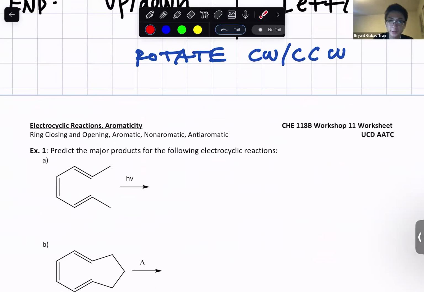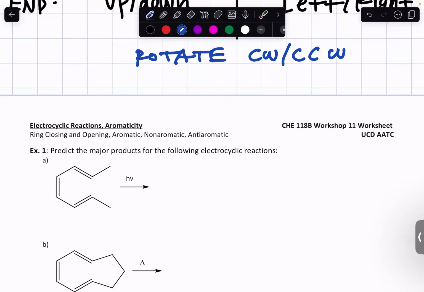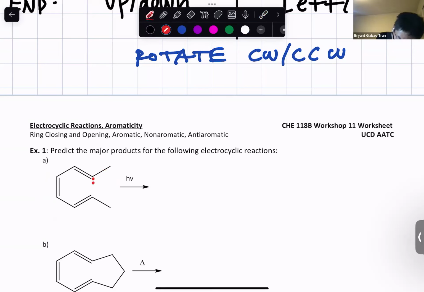Okay, so let's look at an example. We see here that this is going to be a ring closing reaction because we don't have a ring to begin with. I'm going to make a dashed line here. That's the new bond that's going to be formed right there from one of the double bonds here. I'm just going to say that this double bond makes a bond right there, moving this double bond to make a double bond there. And then this double bond makes a double bond there.